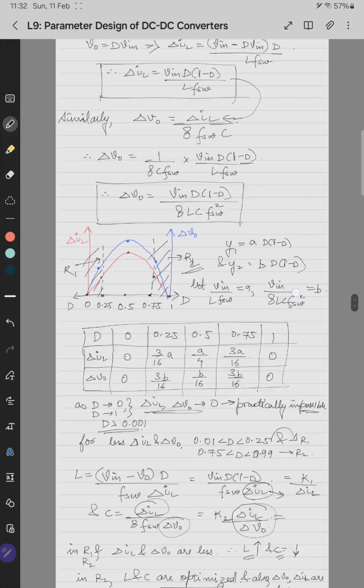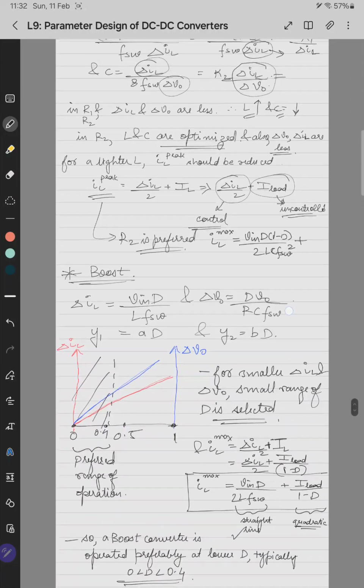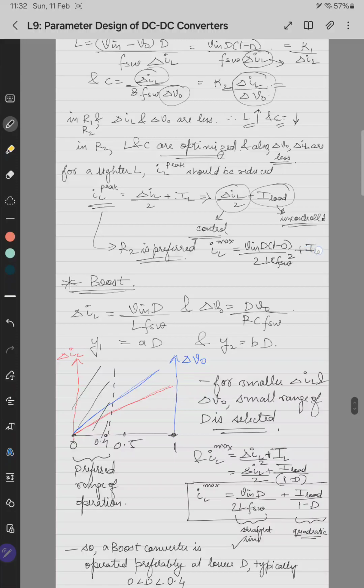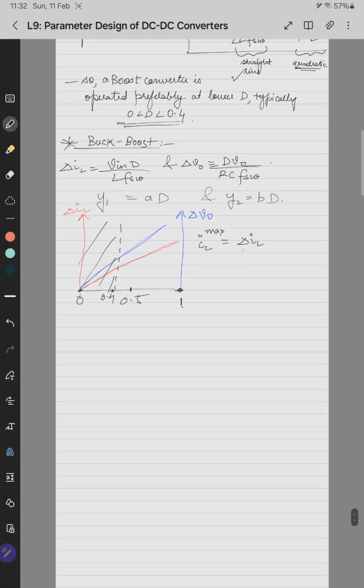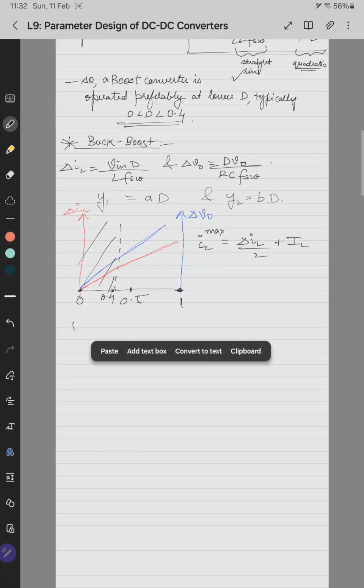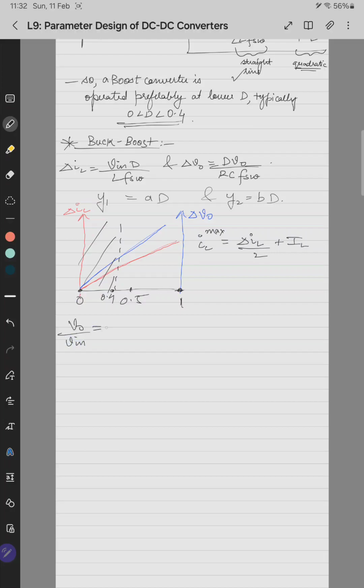Now for a buck converter, I load equals to IL. So I'll directly write this as I load. This is IL max for the buck converter. This is IL max for the boost converter, and this is IL max for the buck boost converter plus IL. So mod of V0 by V in is mod of I in by I0. What is that? D by 1 minus D.